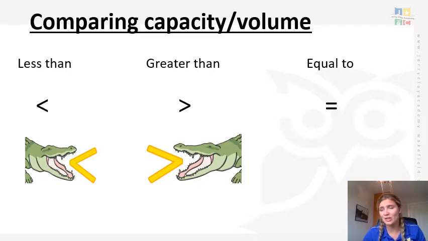So if you are looking at a number which is 5 or a number which is 20, our greedy crocodiles are going to want to eat 20. So it will be 5 is less than 20 because the greedy crocodile wants to eat the bigger number. And remember, we use the equal sign when they are exactly the same.